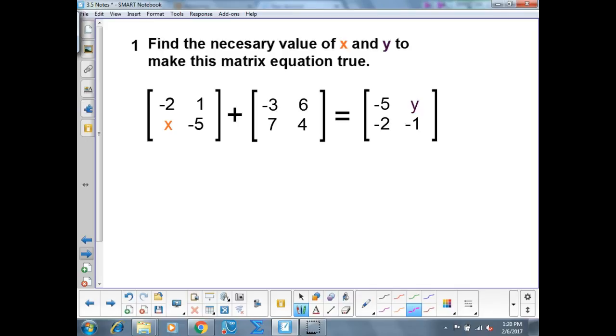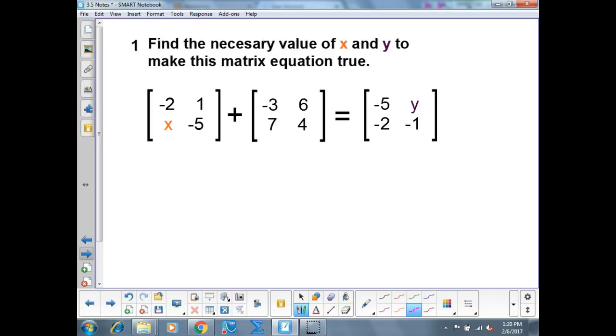Another style of problems that I have seen on your final. I don't know if this one made it onto the final last year, but the year before, one of these made it onto the final. So, possibility. Find the necessary value of x and y to make this matrix equation true.